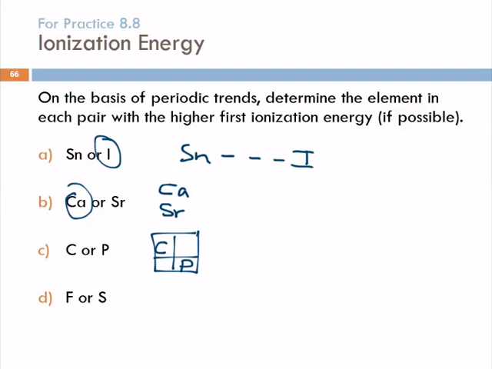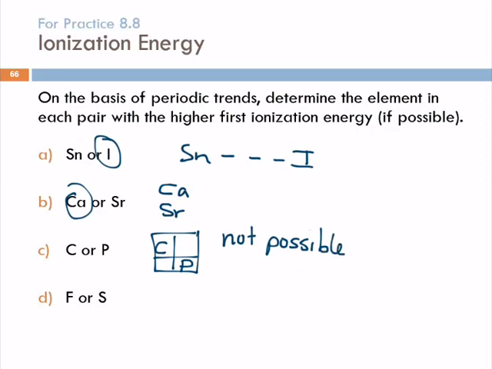Well, for higher first ionization energy, we're looking for which of these is smaller. Going down, we'd say that the phosphorus would be smaller. Going across, we'd say that the carbon would be smaller. Going down, going across, we'd say the phosphorus is smaller. So you could say it's not possible. I think that's a reasonable answer. What if we're forced to choose?